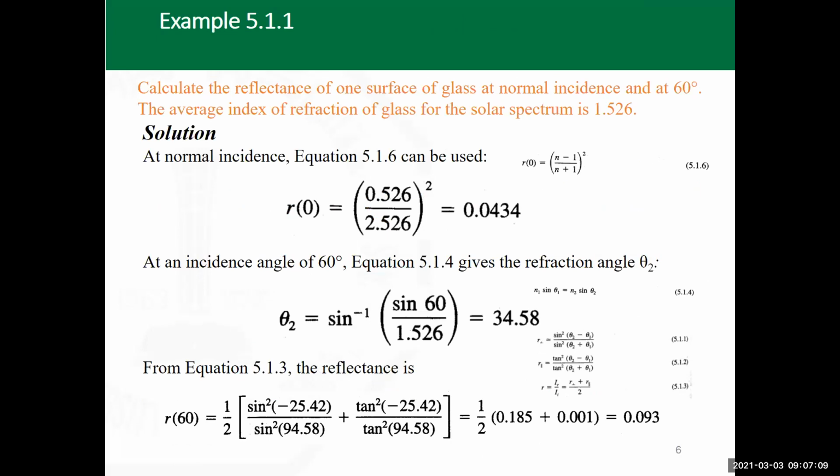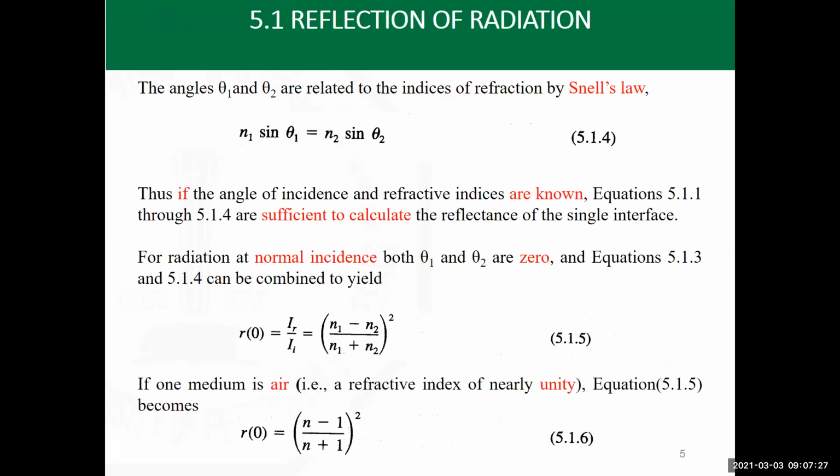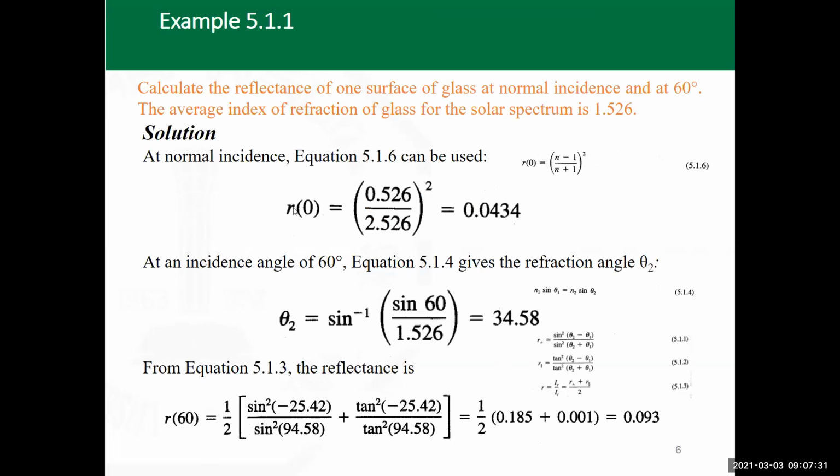Calculate the reflectance of one surface of glass at normal incidence and at 60 degrees. The average index of refraction of glass for the solar spectrum is 1.526. So we're talking about normal incidence here, and we're going to use that special equation, which is for theta equal to 0. That's why it's called R0.